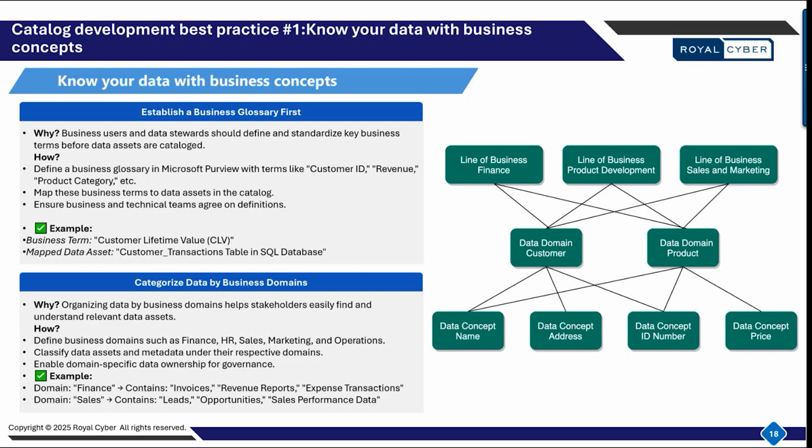Once we establish a business glossary, the next step is to categorize data by business domains such as finance, HR, sales, and marketing. This approach helps stakeholders easily find and access relevant data sets without searching through unrelated data sets. Right? For instance, the finance domain might include invoices and revenue reports, while the sales domain would contain leads and opportunities. Right? So by structuring data under well-defined business domains, we not only improve discoverability and governance, but also ensure that data is owned, maintained, and used correctly within its respective business function, right?